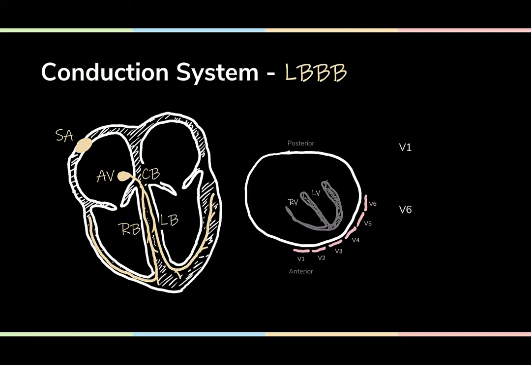Okay, so now we had this example of a left bundle. Let's talk about what it would look like electrocardiographically in the setting of a left bundle branch block. Remember, the signal starts in the SA node. It spreads through the atrium into the AV node, and from there it goes through the junction and the right and the left bundles. In the setting of a left bundle branch block, it'll go through the right bundle just like normal, but the left bundle is blocked right here, so the signal does not spread to the left side of the heart via the left bundle like normal.